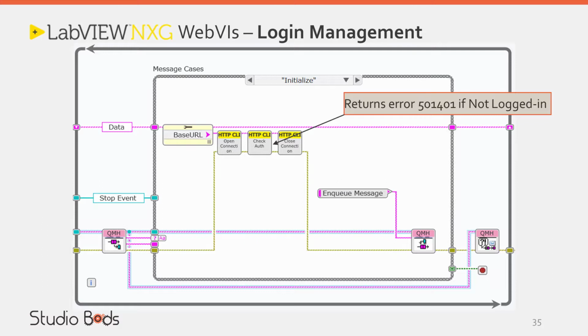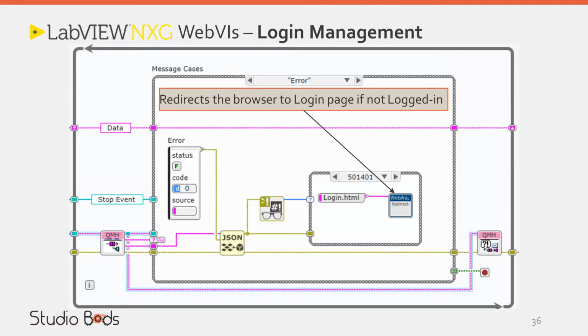So I have an error here if I'm not logged in. This error will be propagated, so I never dequeue my message. And this guy will handle the error and redirect me to the error case of my state machine. So here I check the error code, and if this is the error 501-401, it means that I'm not logged in. I'm not allowed to navigate to this web VI. So I redirect the browser to the login page.